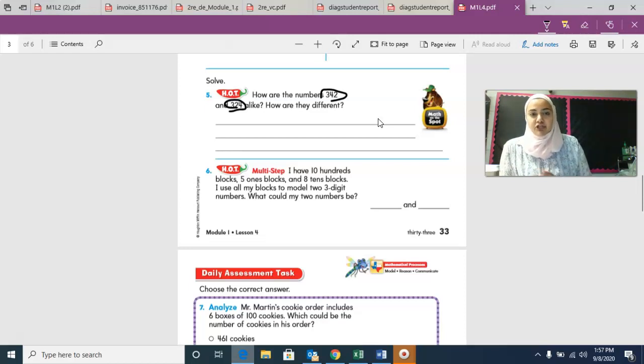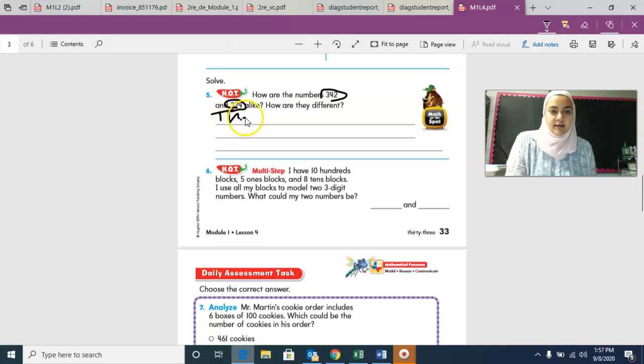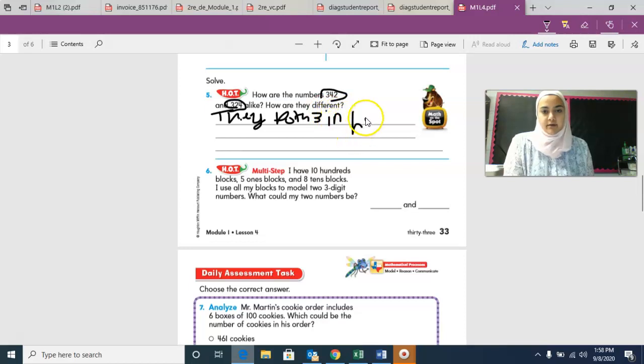Very good. So how are they the same? How are they alike? They both have a 3 in the hundreds place. So you'll write that down right here. They both, okay, me writing this down is horrible, but you know what I mean. Just go ahead and write down they both have 3 in hundred place. And obviously the word hundred. Okay, I'm not going to try to write that. It's very hard for me to do with the mouse. All right, so they both have a 3 in the hundreds place.